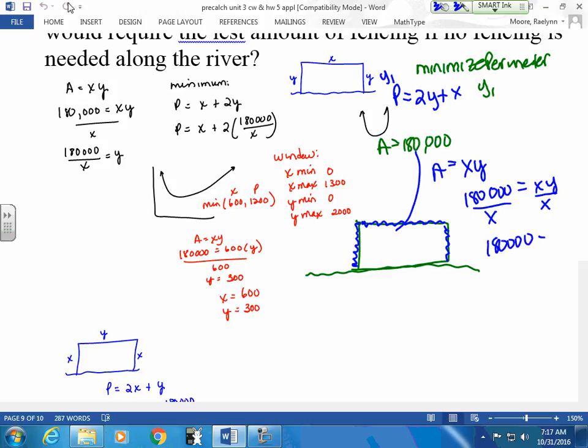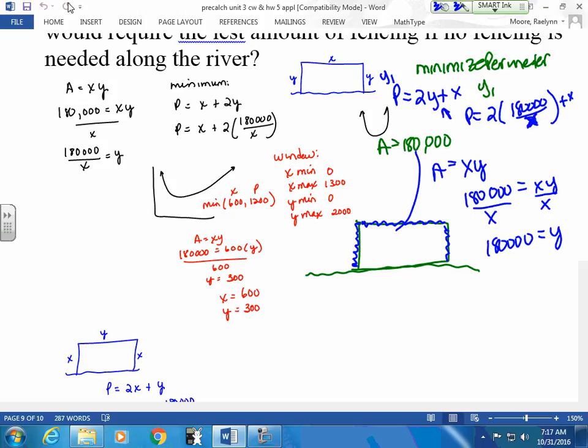What happens is your window is very large. So your window is going to be a little bit big here. This is what's going in place of this. So just substitute. So my perimeter is 2 times 180,000 divided by x, plus x. That's going in my y1. I'm saying two of those.